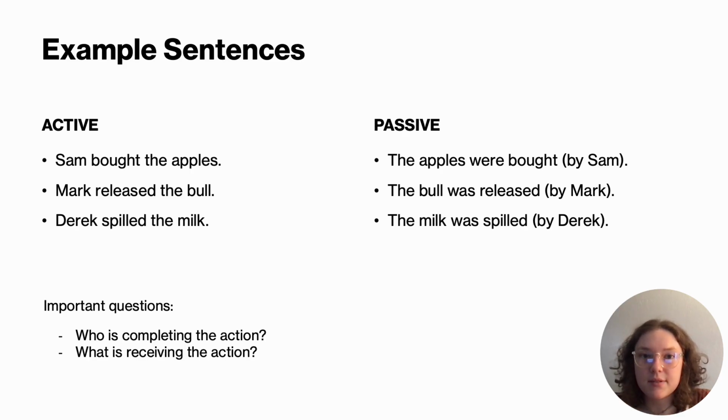Then, in the passive sentences, I have the apples were bought by Sam, the bowl was released by Mark, and the milk was spilled by Derek. In these sentences, who is completing the action is now the object, by Sam, by Mark, and by Derek. However, what is receiving the action is now the subject, the apples, the bowl, and the milk.